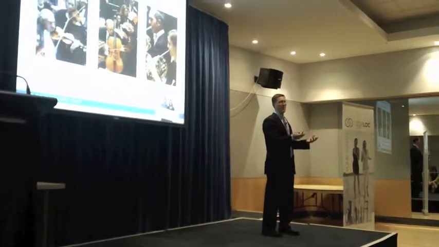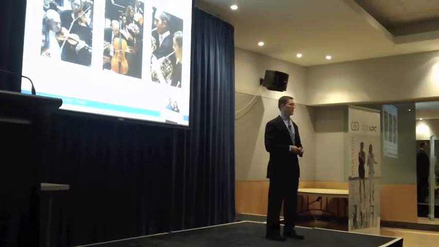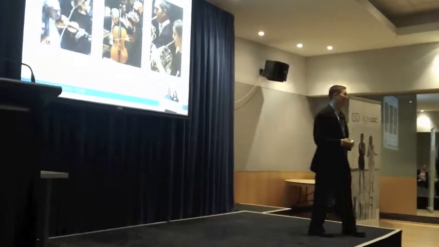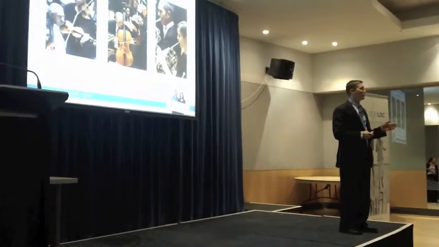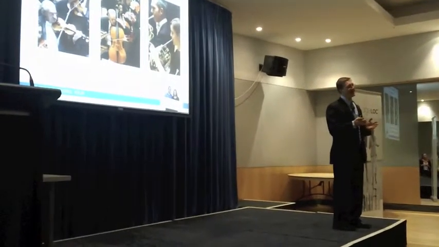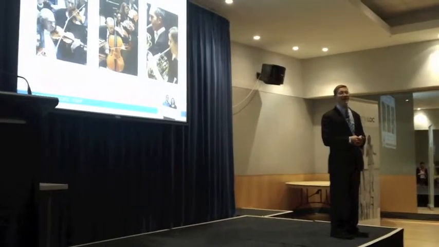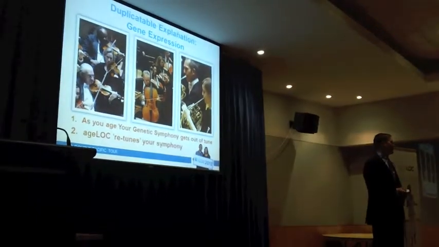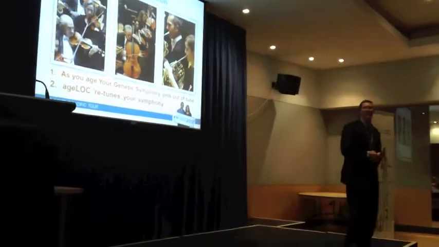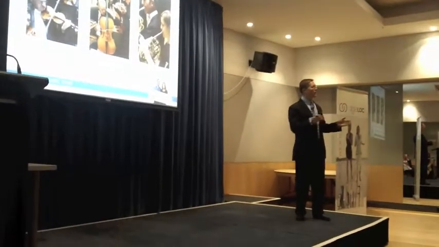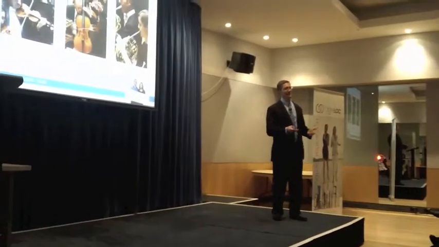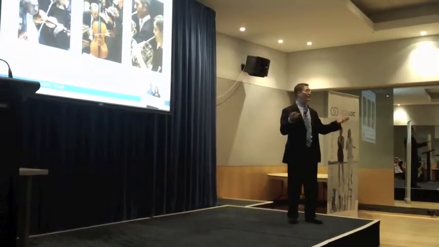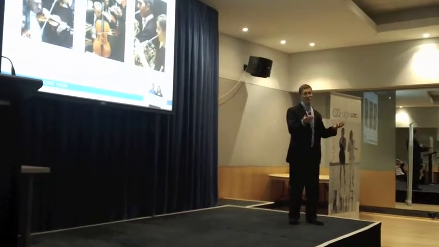So in your genome, anyone know how many genes are in the human genome? Somewhere between 20 and 25,000 genes in the human genome. So that's a lot of genes. Think of each gene as being a little bit like an instrument in a symphony. That would be a huge symphony, 20,000 instruments in a symphony. But this is just an analogy, so we'll let it work. So you've got all these different instruments in your genetic symphony, and each of those instruments play their own music, right? And as you put that together, it creates the symphony that is you.